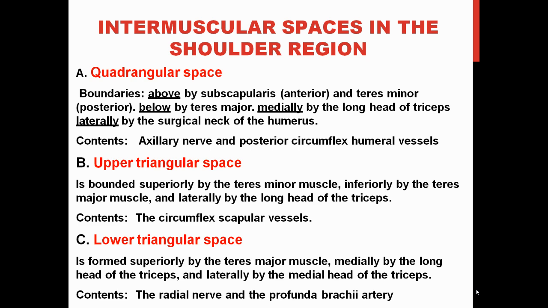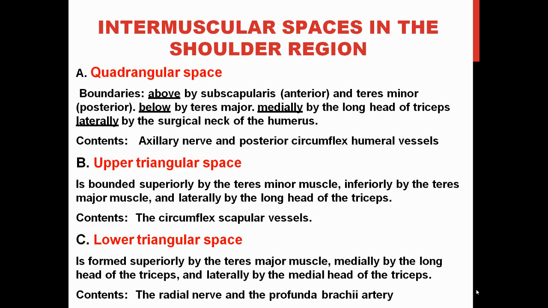Intermuscular spaces in the shoulder region. What are the intermuscular spaces? We can see here the quadrangular space, that is made above by subscapularis anteriorly and teres minor posteriorly, below by teres major, medially by the long head of the triceps, and laterally by the surgical neck of the humerus. They make the boundaries of the quadrangular space.